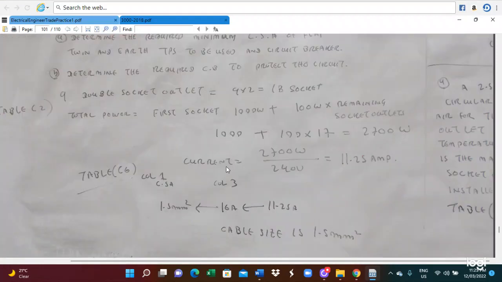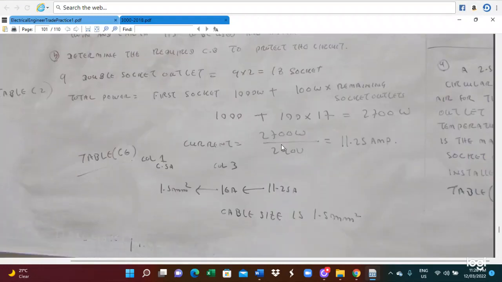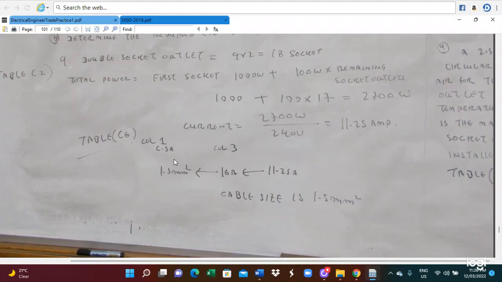Then part B is that we have to determine the required circuit breaker to protect the socket outlets. So in this case, on the circuit breaker side, we have to find the total current. Total power 2700 divided by 240 gives you the current. And based on this current, we have to find the circuit breaker, so we use Table C6.